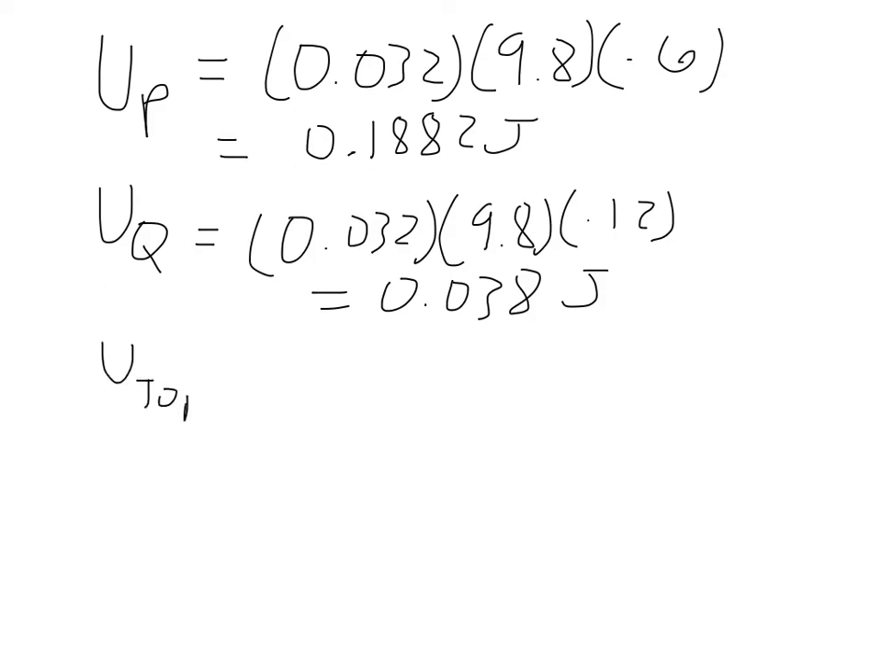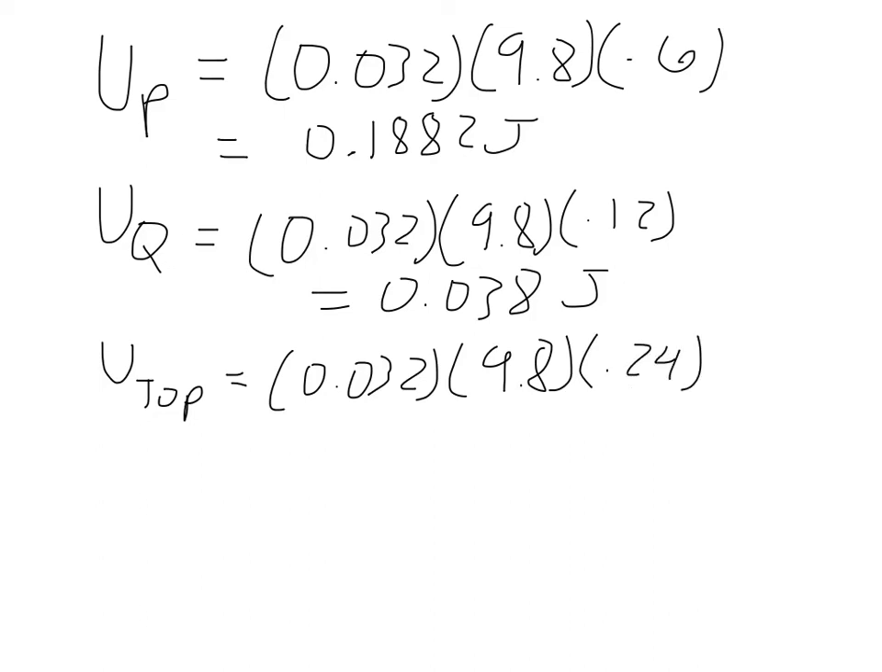And finally, we are getting it at the top of the loop, the potential energy at the top of the loop. Now we're at a height of 2r, so the mass once again remains the same. I know we're kind of repeating all of our work here. 9.8 multiplied by 0.24. Remember, that's 2 multiplied by the radius. We're at the top of the loop, and that's going to be equal to 0.0753 joules. Okay? So those are our potential energy values.